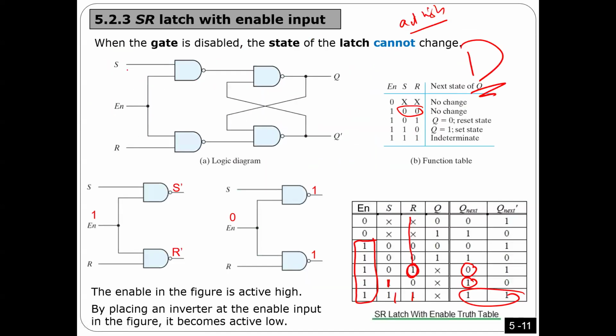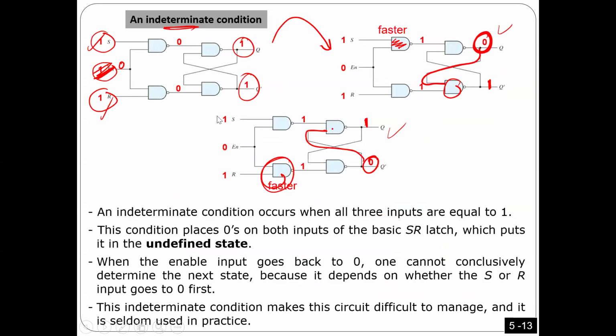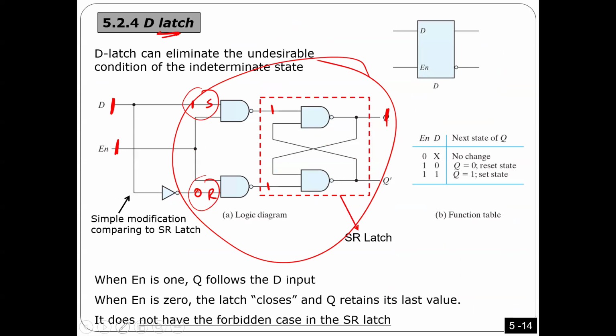All I did was add an inverter here to this one. Because of that, I have only 2 cases: either 1 here and 0 here, or 0 here and 1 here, based on the input you have. Okay? So let's go to the conclusion, because now it became very simple.